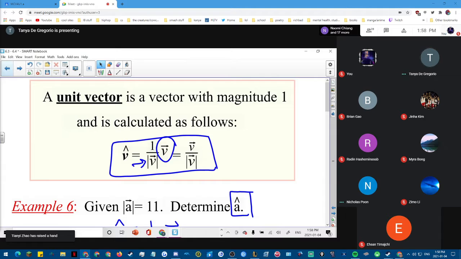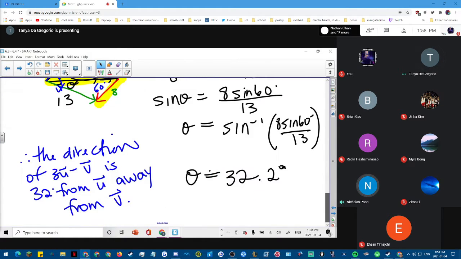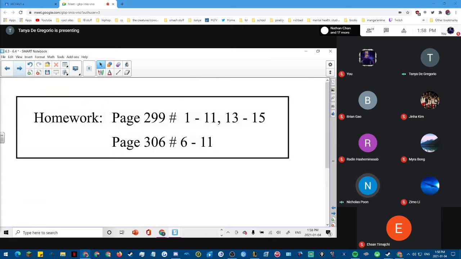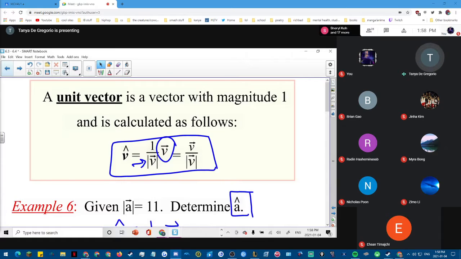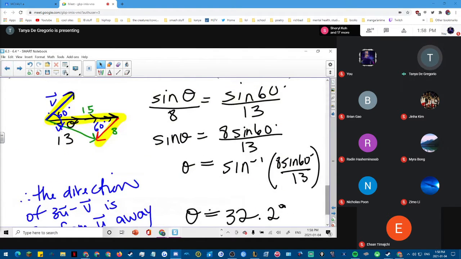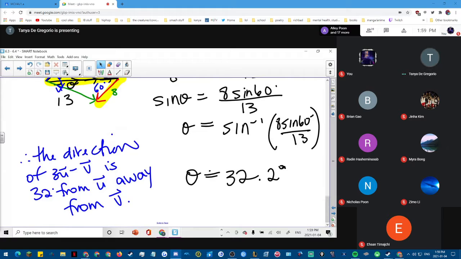Miss, if it's an obtuse angle, would it still be, for example, in this case, from u away from v? Well, it's hard to say. Depends on how you draw it. So what do you mean by obtuse? In this case it couldn't be. It's just not possible. But let me think of an example to show you.